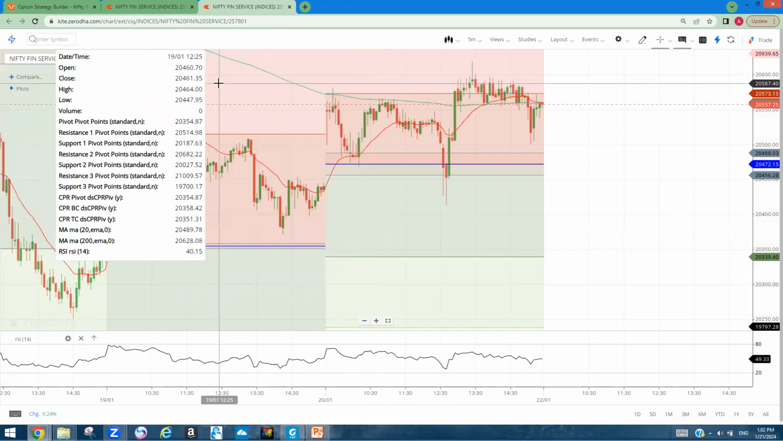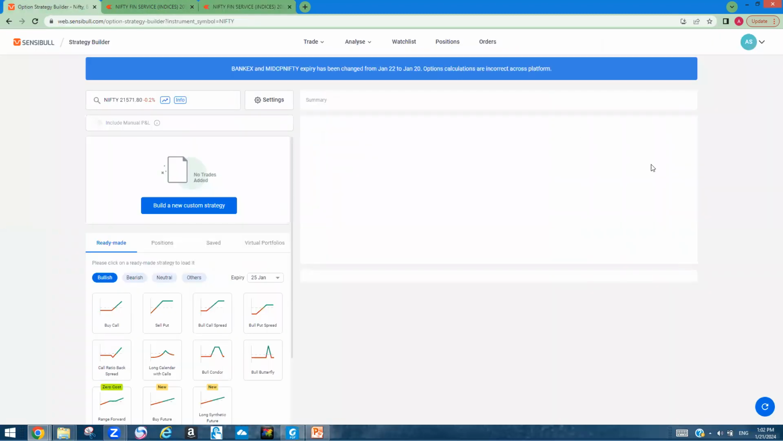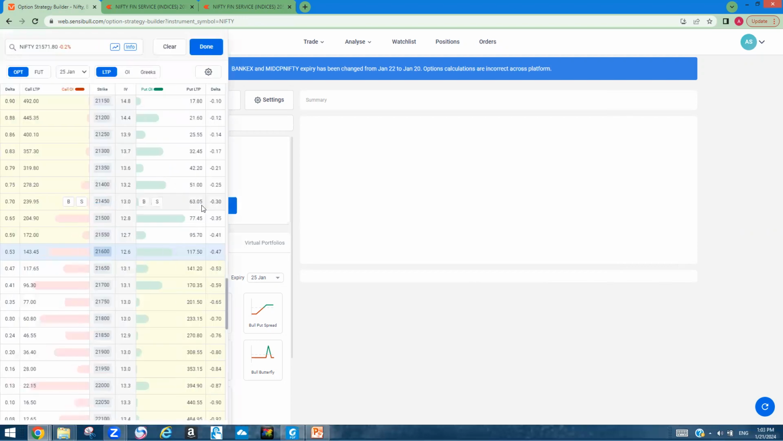Now, let me take you to Sensible. I think you already know what is Sensible. Sensible is also free for Zerodha users. So I have logged in to Sensible through my Zerodha platform, Zerodha credentials.